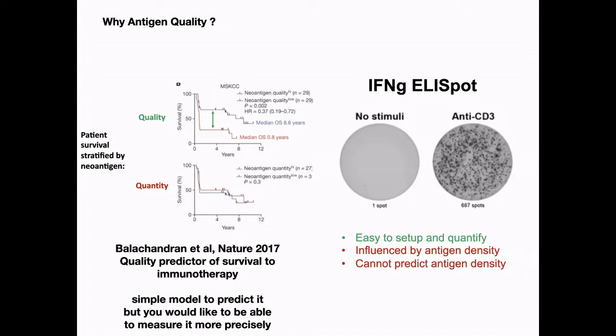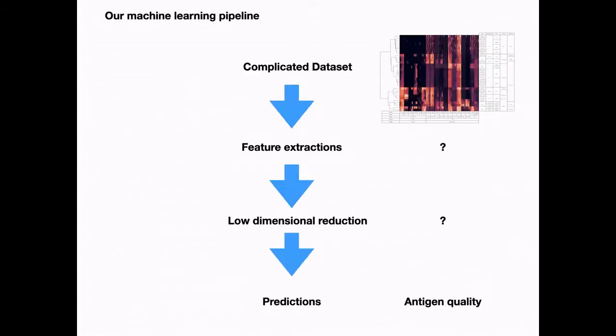For this, we developed a machine learning pipeline to build the antigen quality. There are two layers in the pipeline. The first layer is essentially what are the features that matter. For this, we did a little detour and used an evolution algorithm to find the most informative features in the data. Then once we had identified those features, we use a neural network to reduce the dimensionality of these features and to generate a simple model of what happens. And hopefully we then get a prediction of the system.